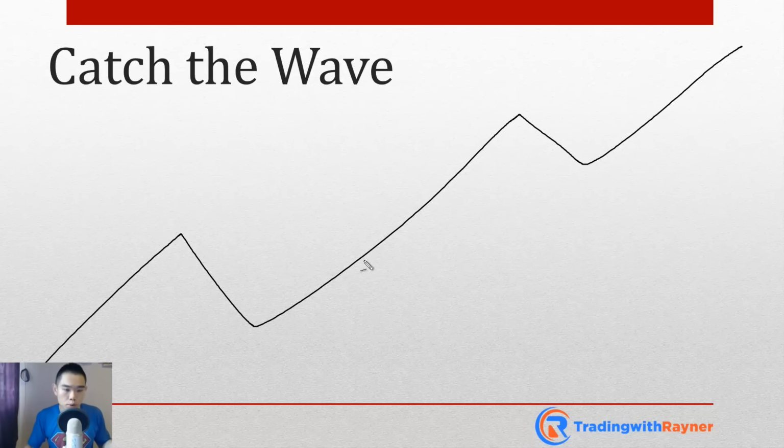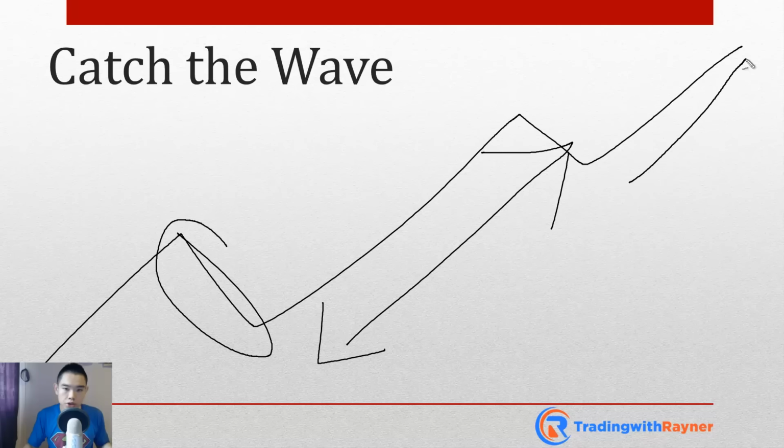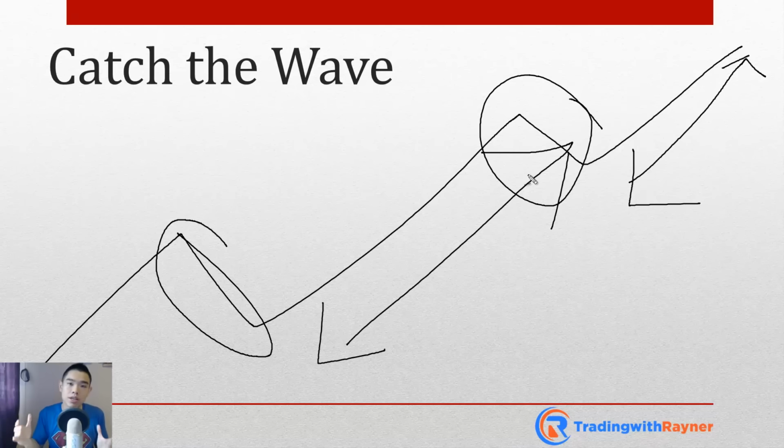So you can see that the moves that are in line with the trend are usually stronger, right? This portion is stronger than this counter trend move. This portion over here is stronger than this counter trend move. So you usually want to trade with the move that is in line with the trend. I call this the trending move.